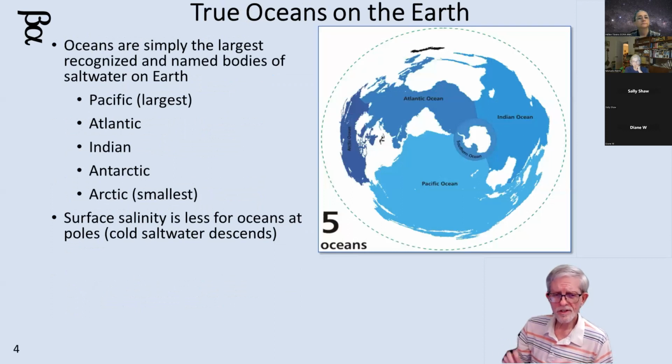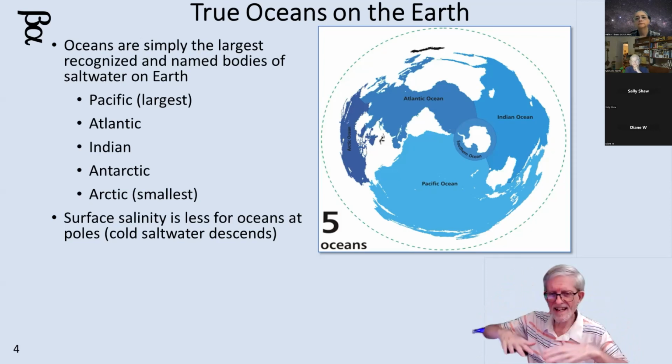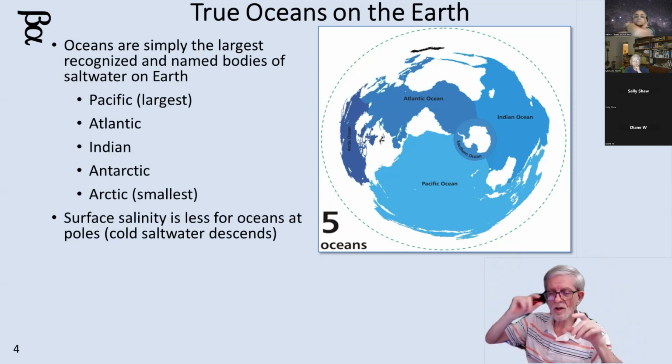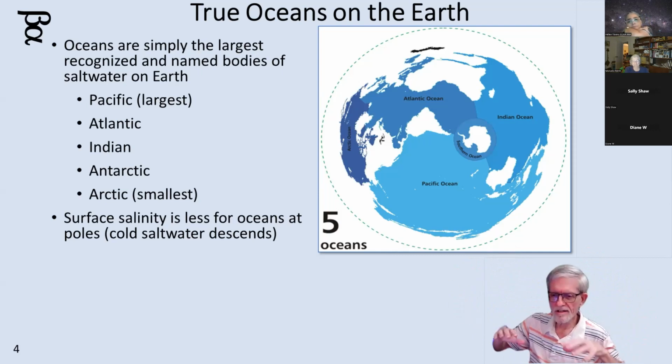So, the true oceans. There's actually a definition for what an ocean is: a large body of water that's not land encompassed or landlocked, and it's got a high salinity. But then again, at the North Pole and the South Pole, because the water is so cold, the salt makes it descend, and so the water at the top is less saline than the outer ocean in the Pacific and the Atlantic and the Indian.